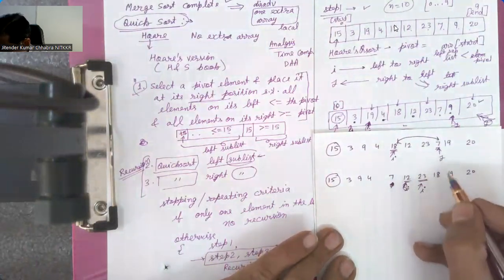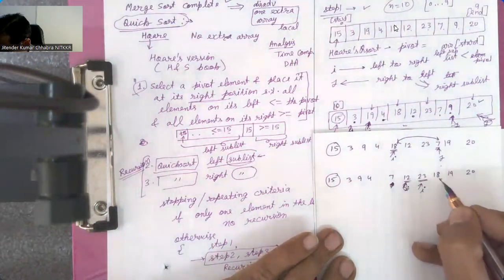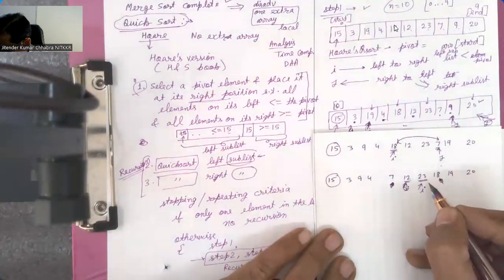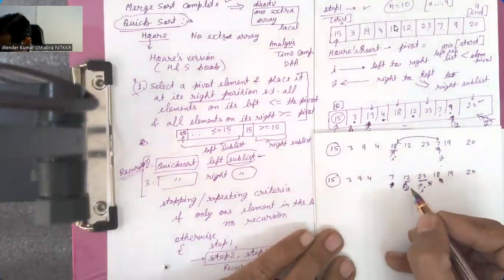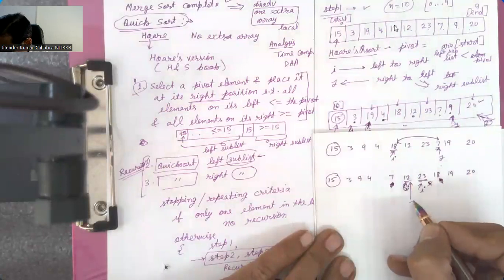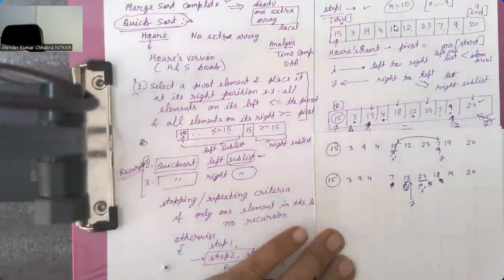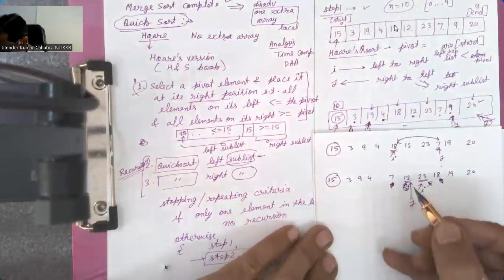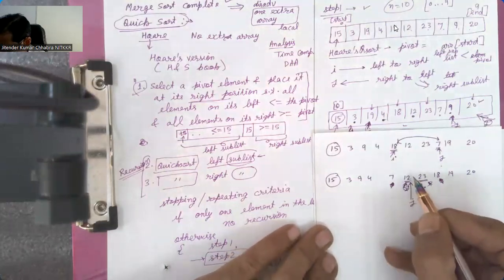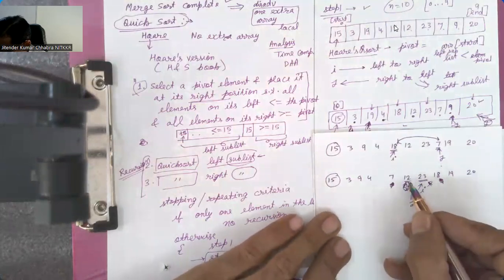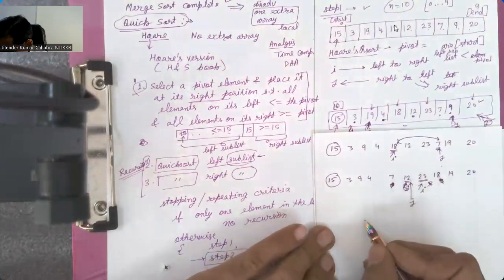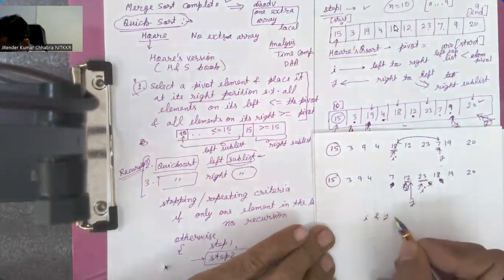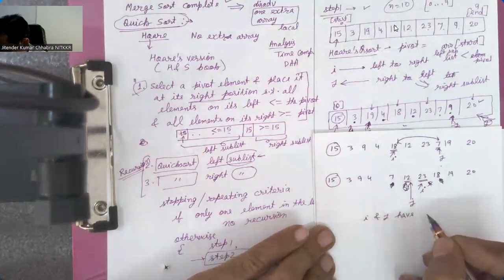J was earlier at this place. Now J was earlier here. Now J will further shift and J will come here. J is still okay because 23 is bigger. J comes here. Now at this point of time, I can easily see that I have two elements where probably I and J have crossed. Left sublist and right sublist have crossed each other.